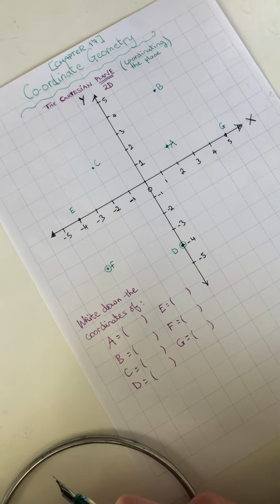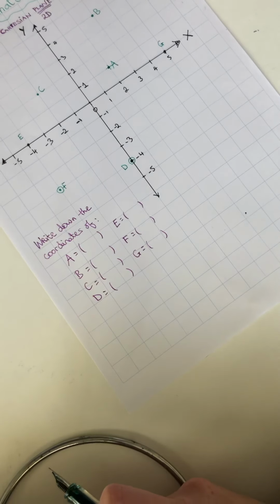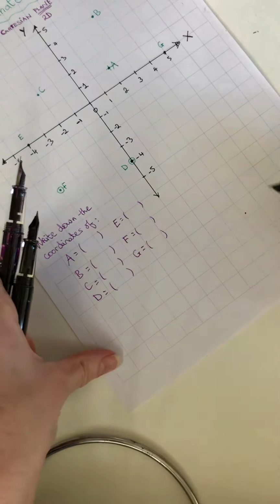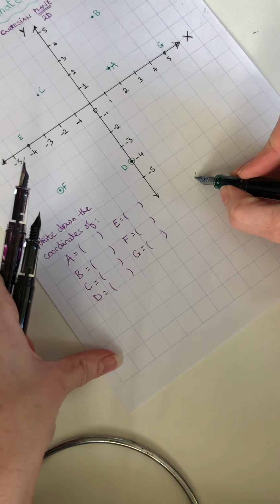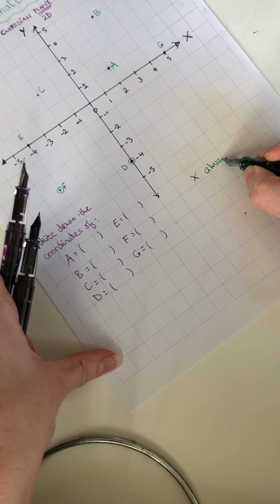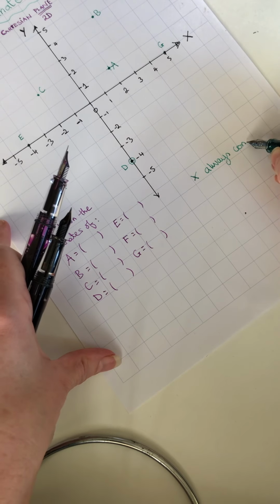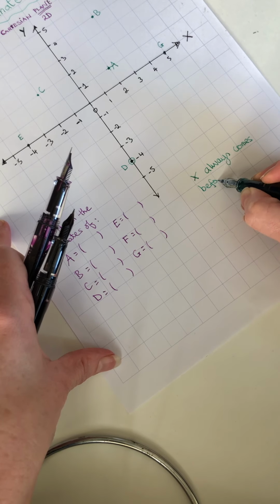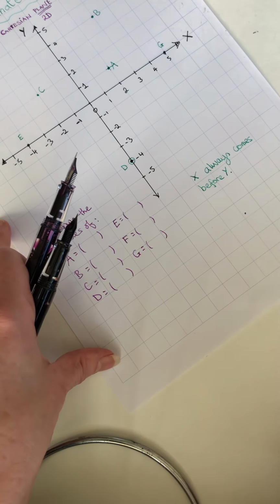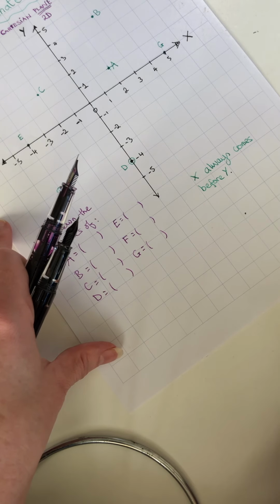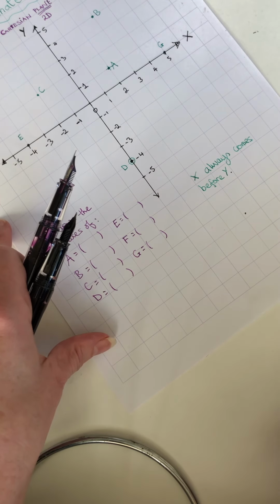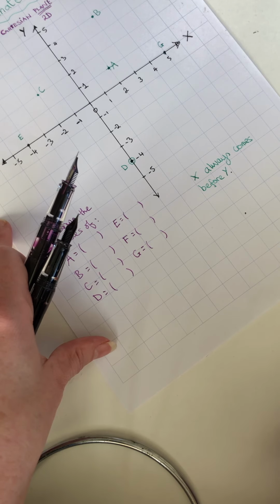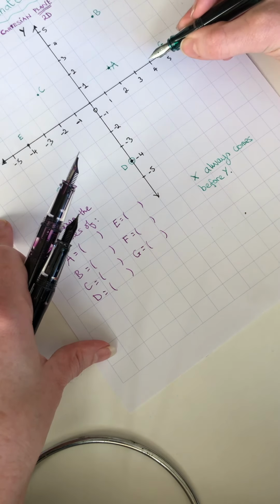I'm just going to move the camera down a little bit here. Hopefully you can see this okay. X always comes before Y. What's a good way of remembering that? Well, X comes before Y in the alphabet. So that's one easy way of remembering it. The other way that I like to remember it is that when you learn to walk and jump, you always walk first and then jump.